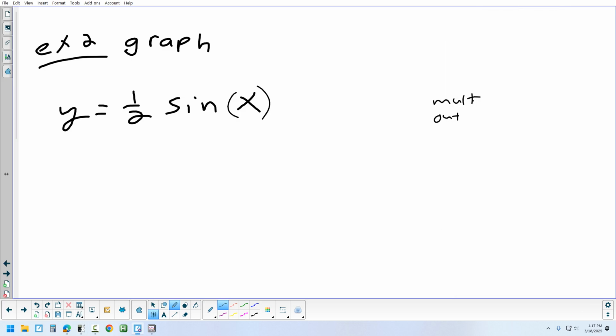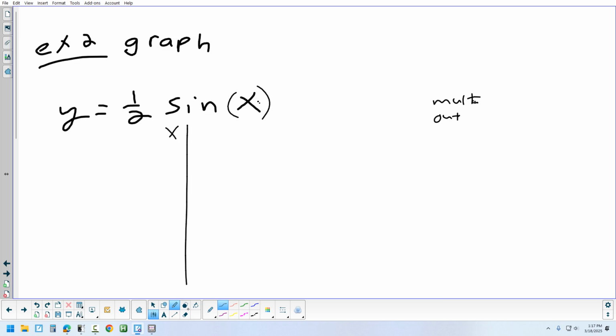Okay, so multiplying means it's a stretch. Outside means it's a, what direction? Horizontal. Vertical. Outside is always vertical. Inside is horizontal. That's why yesterday when we added or subtracted inside, it was a horizontal shift.